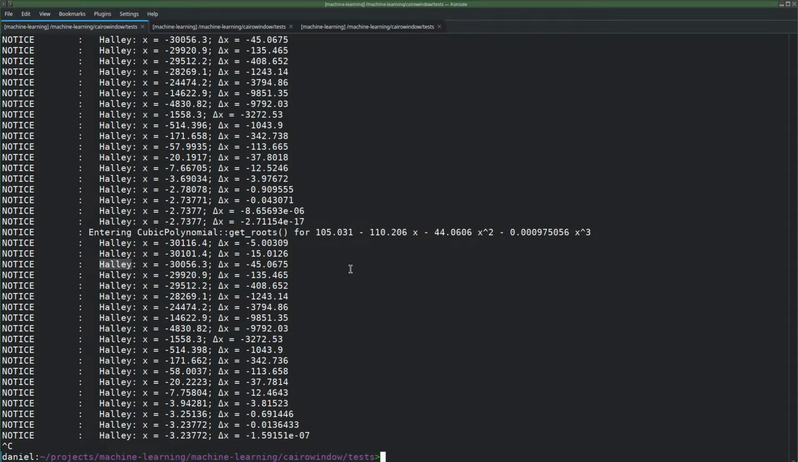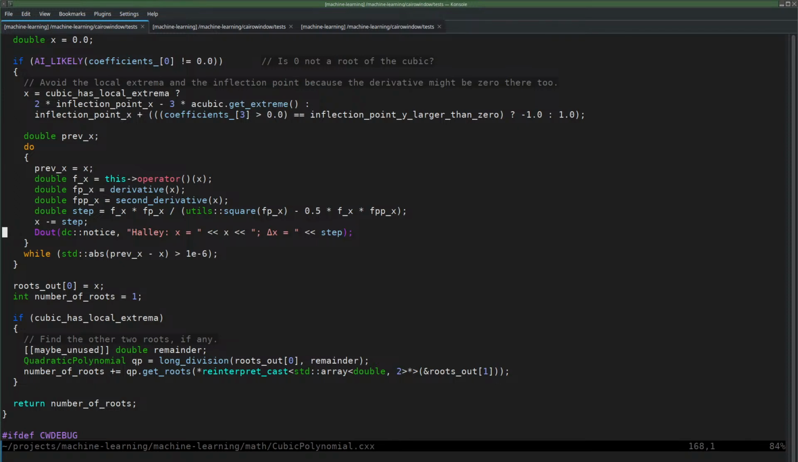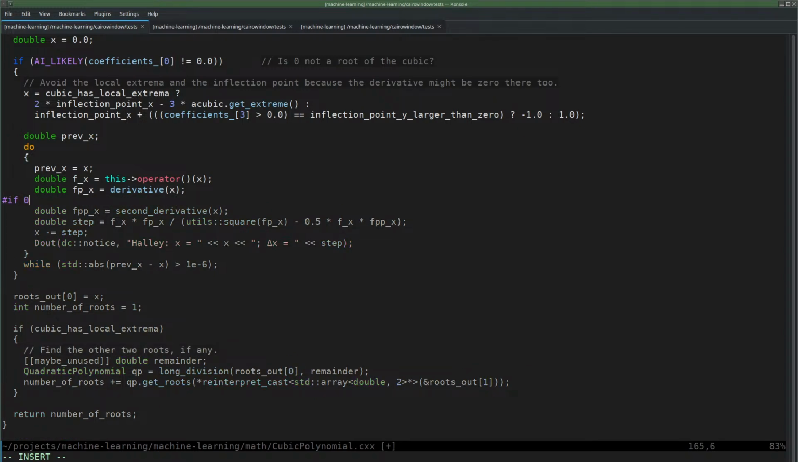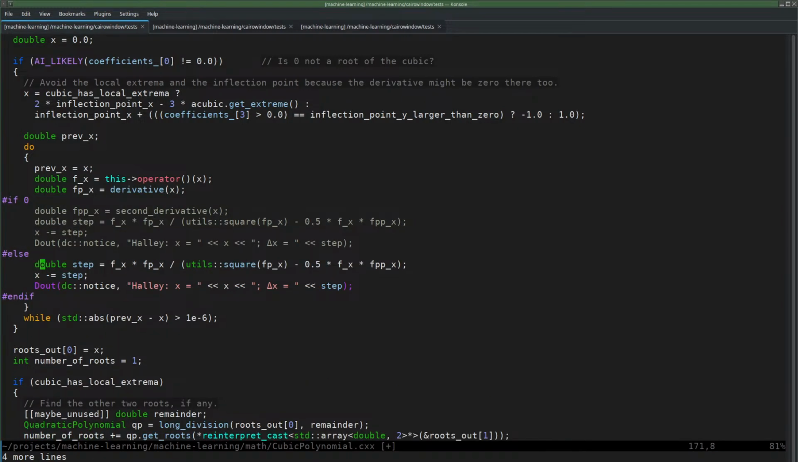So I want to change this. Newton is f(x) divided by the derivative. And then we can print that.